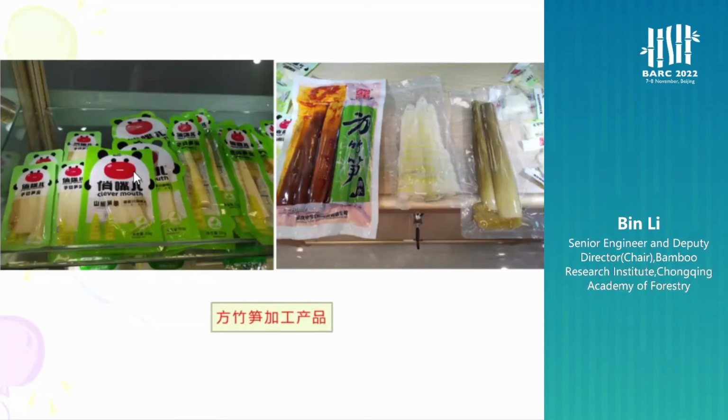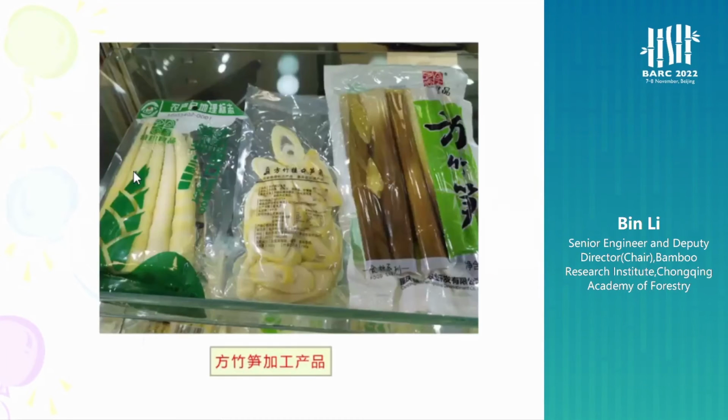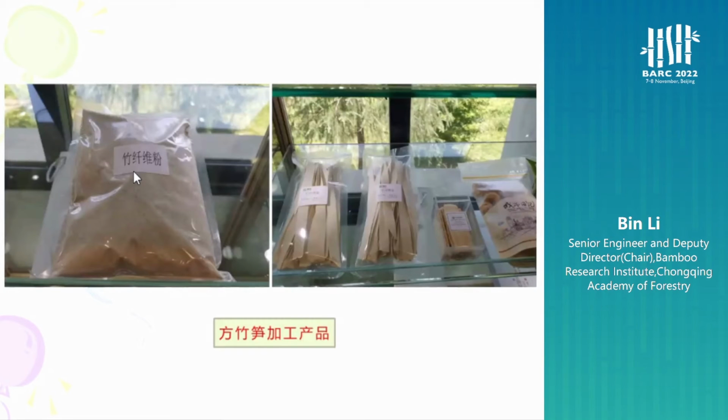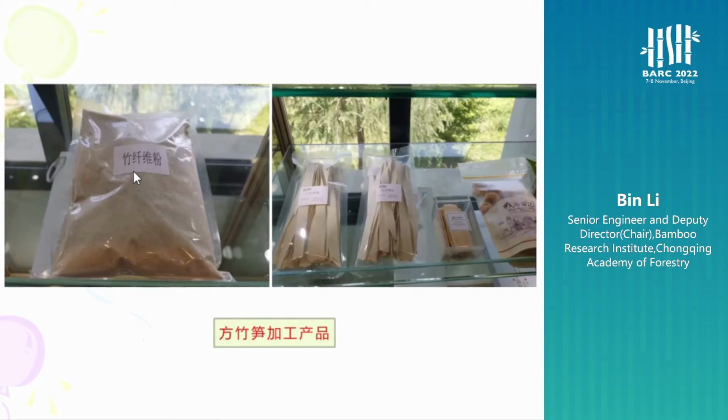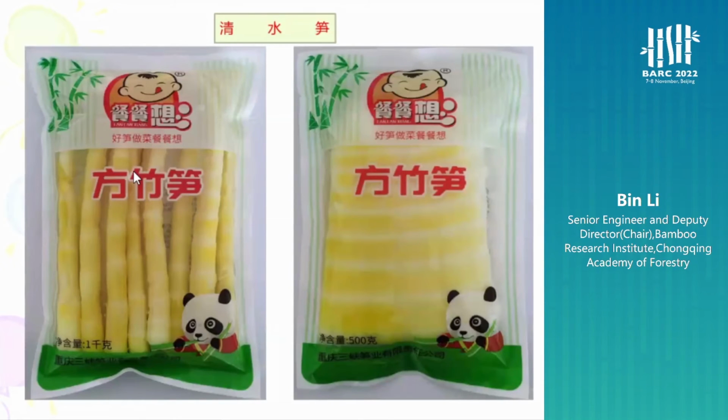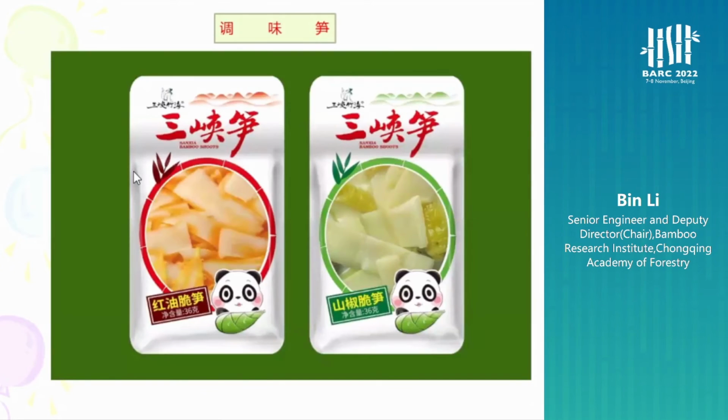These are some completed products of bamboo shoots. This is also a very good process, with over 100 million RMB in gross revenues, and we can also make bamboo fiber powder or chips. This is another enterprise, the Tan Tan Xiang company. They made square bamboo shoots. And we also have the Three Gorges bamboo shoots, with total revenue of about 40 million per year.